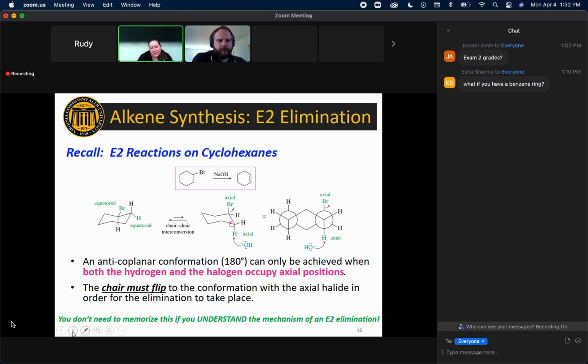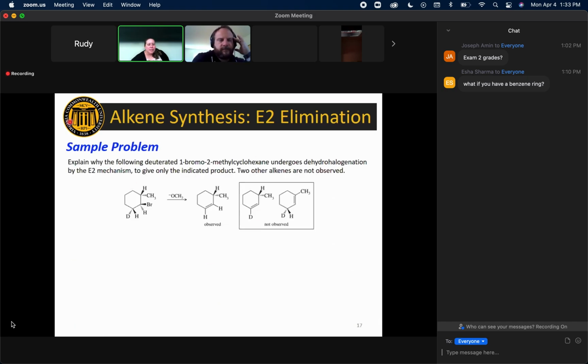You don't have to memorize this though. If you understand the concepts here, if you understand how an E2 elimination works, then you will understand that it has to be anticoplanar. And if you understand the geometry of chair systems, then you will understand that you have to do that chair flip to get that reaction to work.